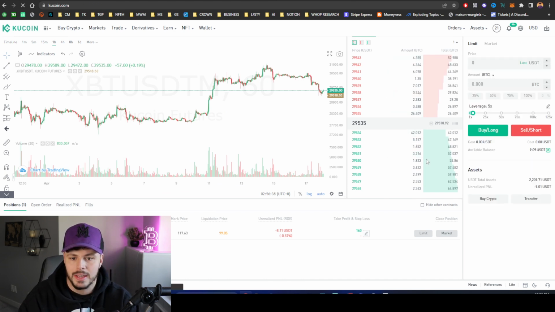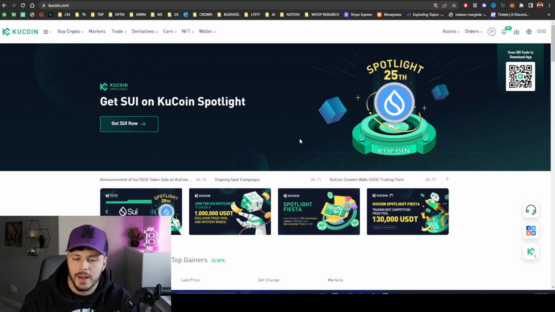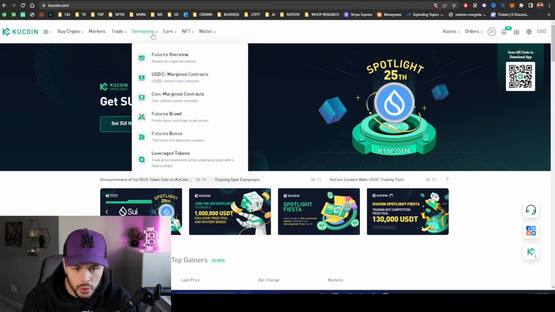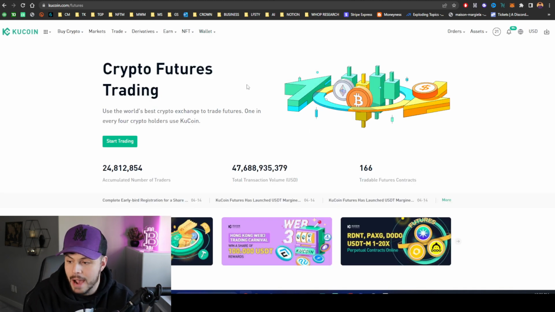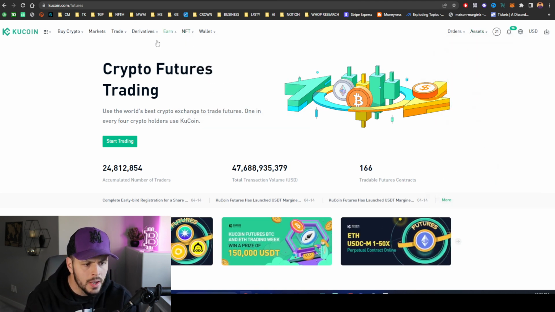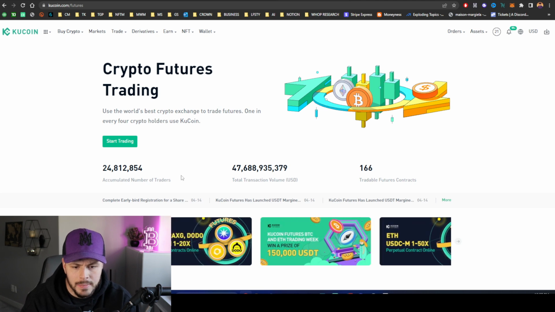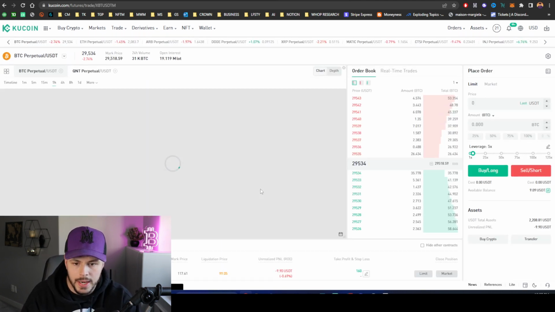If you're on KuCoin.com, we're going to do the tutorial for KuCoin.com right away, and all the exchanges kind of look similar. So go to derivatives, and then go to futures overview. That's what you're going to click on KuCoin. You're going to have to get some money into your KuCoin. Right now I got some money in my KuCoin and in my futures account. So we're going to click start trading right here.